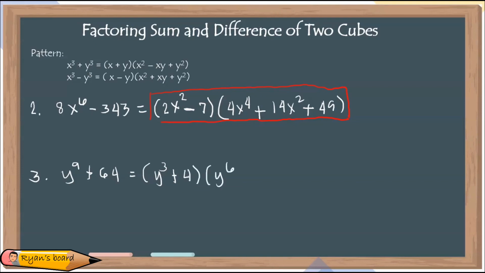Ano ang sign? So, opposite ng plus, it's minus. Next, multiply. Y cube times 4, that's actually 4y cube. Okay? Always positive. 4 times 4, 16. Yan. So, we have now the factors of our given two cubes.